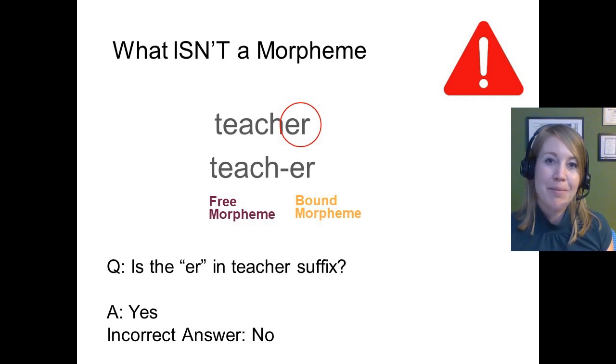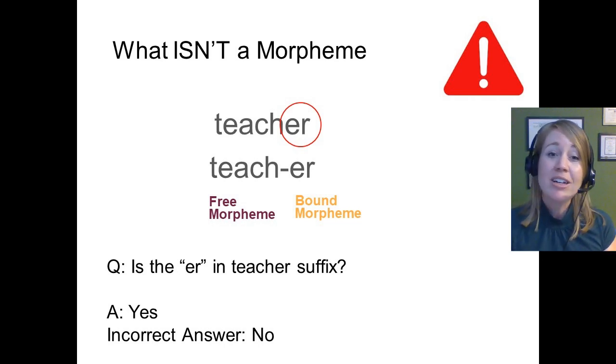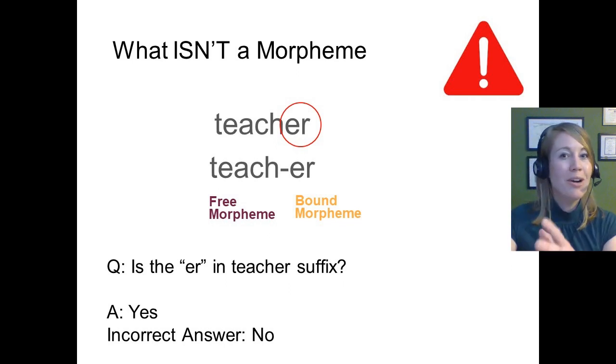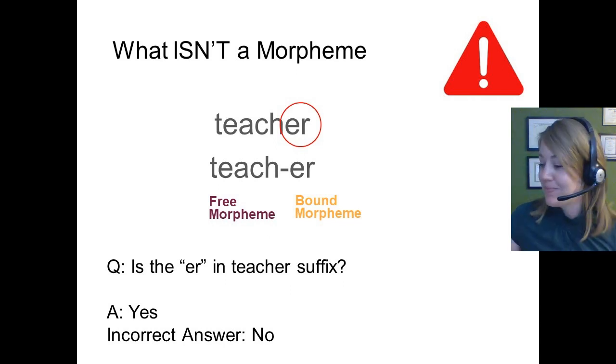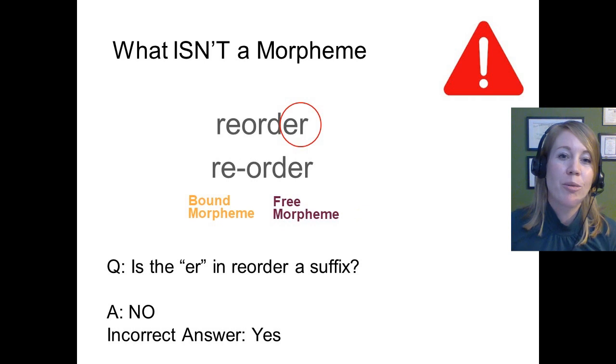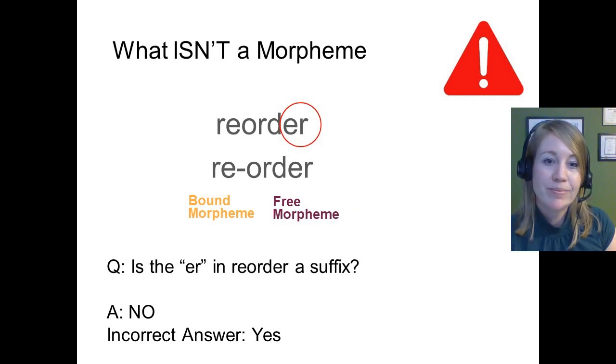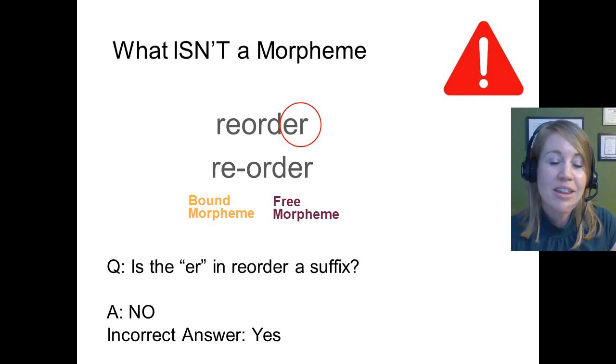So in this example, is the er in teacher a suffix? Is it a morpheme? Is it a suffix we're adding? The correct answer is yes. I'm adding er to the free morpheme teach to create this new word, teacher, a noun, right? The person doing the teaching. So if we look at the word reorder, I'm telling you right now, the bound morpheme is re, and the free morpheme is order. So is the er in reorder a suffix?